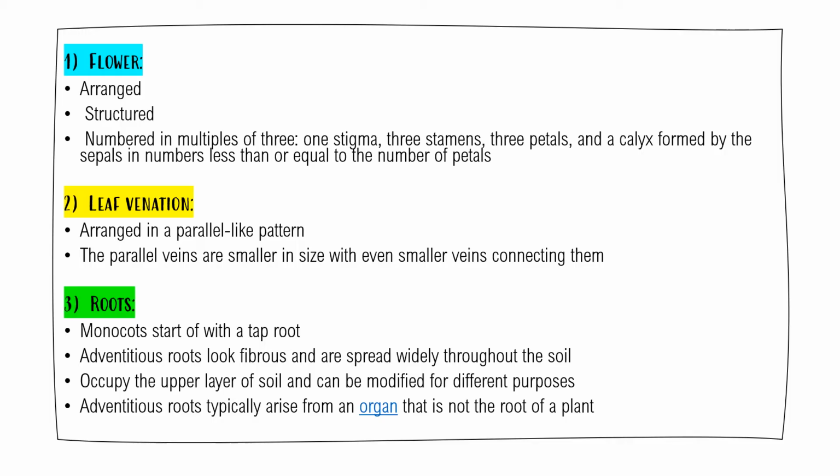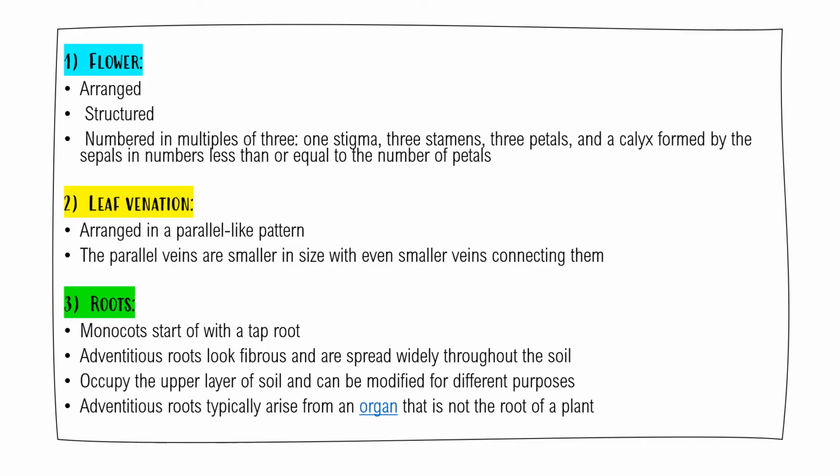Next is leaf venation. Venation refers to the patterns of veins in a leaf blade. These veins are responsible for the transport of water and carbohydrates throughout the plant. In monocots, these veins are arranged in a parallel-like pattern. Compared to other patterns of venation, in parallel venation, the parallel veins are smaller in size, with even smaller veins connecting them.